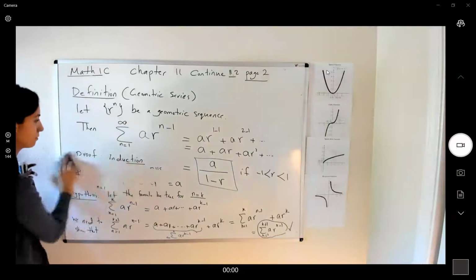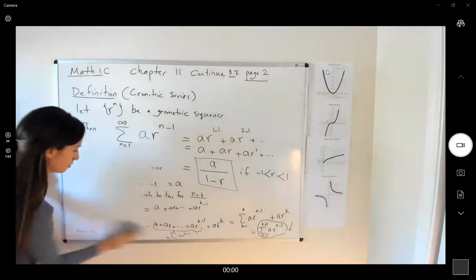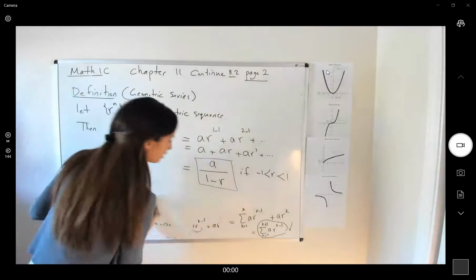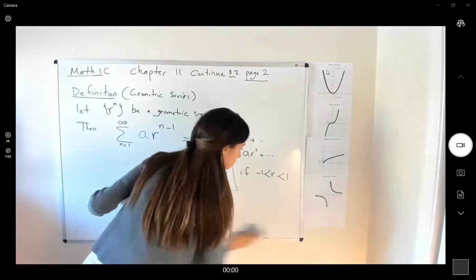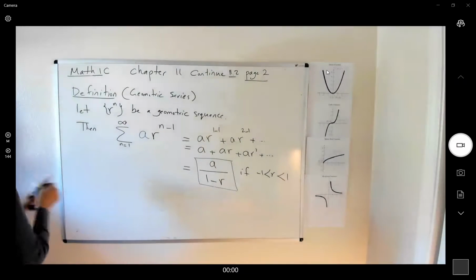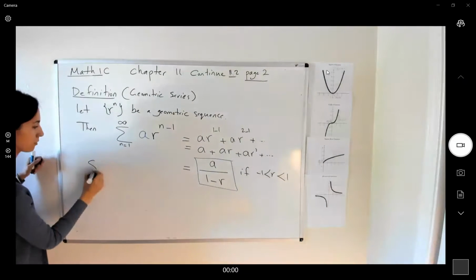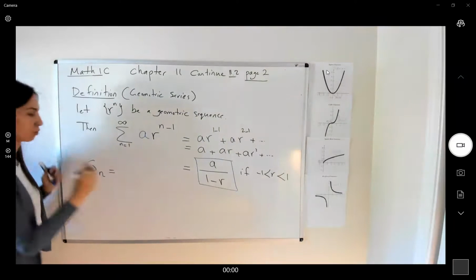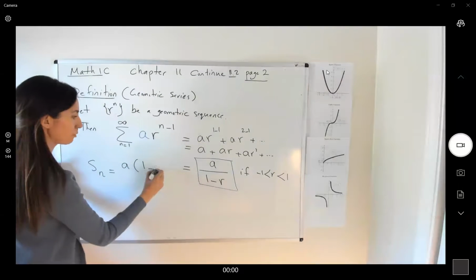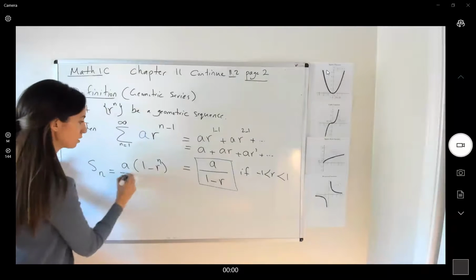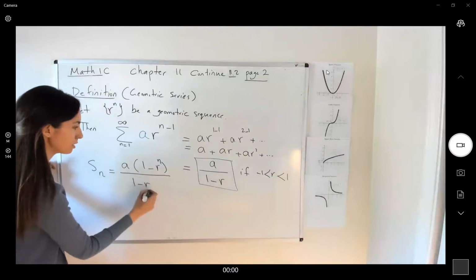There we go. So now let us write down the partial sum. S_n is equal to a times (1 minus r to the n) divided by (1 minus r).